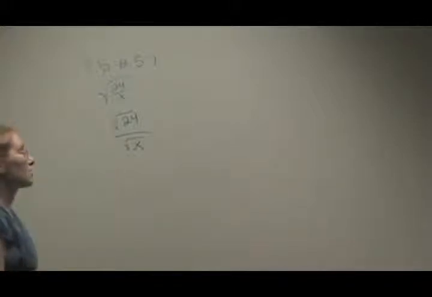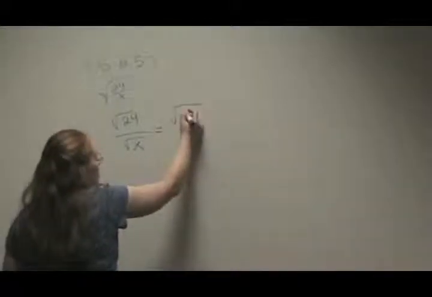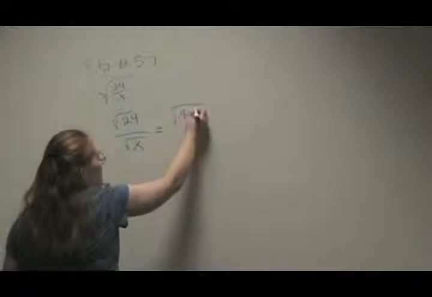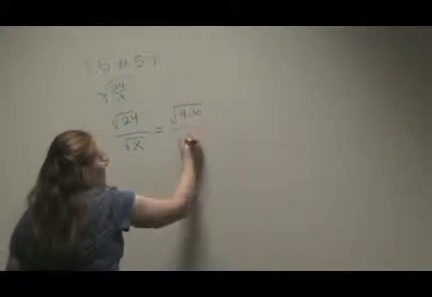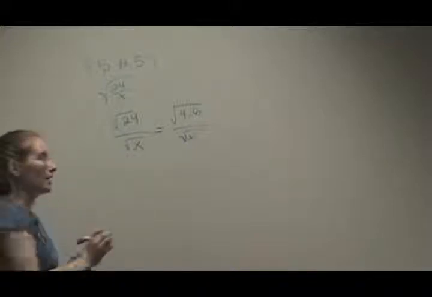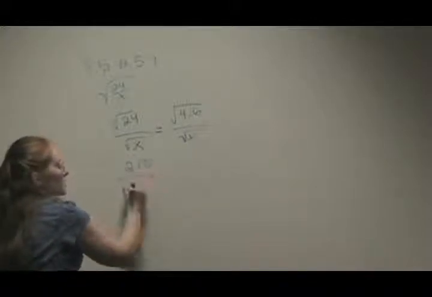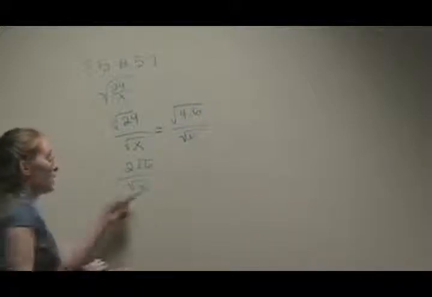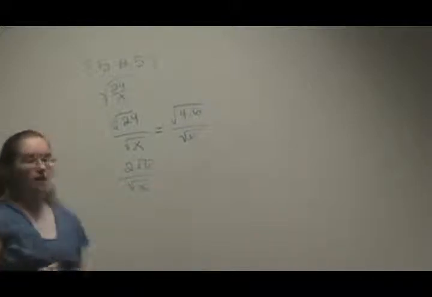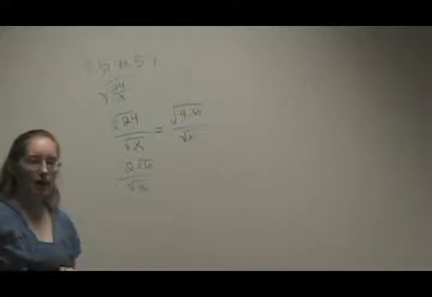So in the top, can I do anything? Yes. I can change this into 4 times 6. The reason I want to do that is because 4 is a perfect square. And I can take it. So that means the top is 2 radical 6, and the bottom still is the square root of x. Now we can't do anything with the square root of x, but we need to rationalize it.